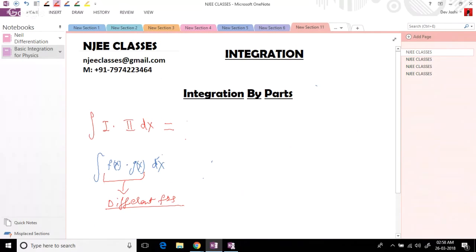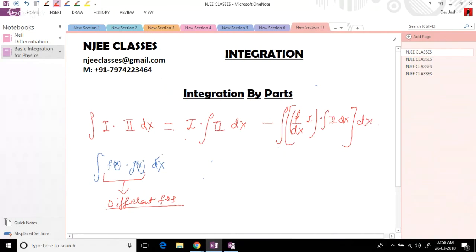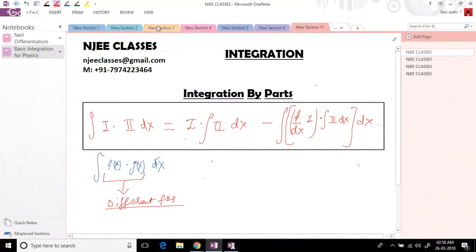So what is the basic formula? That is simply first into integral of second dx, minus integral of differentiation of first multiplied by integral of second dx, the whole integration. Correct. So remember the formula very well. The integral of first into second is given by simply what? First into integral of second dx minus integral of differentiation of first into integral of second dx, the whole integration. Correct.